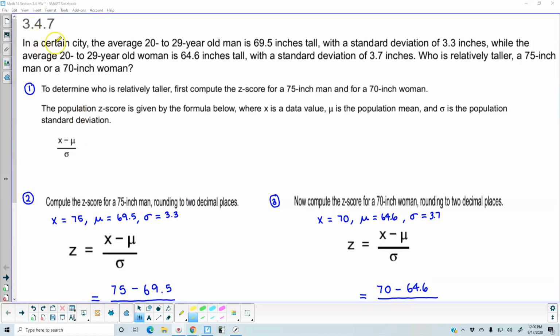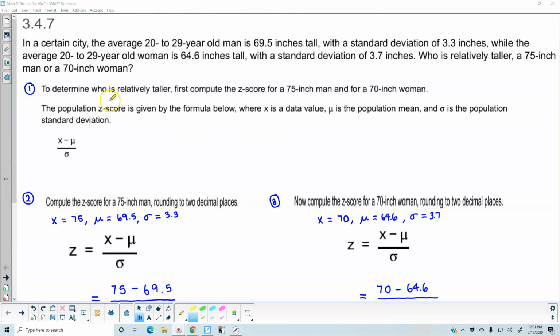Section 3.4.7. In a certain city, the average 20 to 29-year-old man is 69.5 inches tall with a standard deviation of 3.3 inches, while the average 20 to 29-year-old woman is 64.6 inches tall with a standard deviation of 3.7 inches. Who is relatively taller, a 75-inch man or a 70-inch woman?